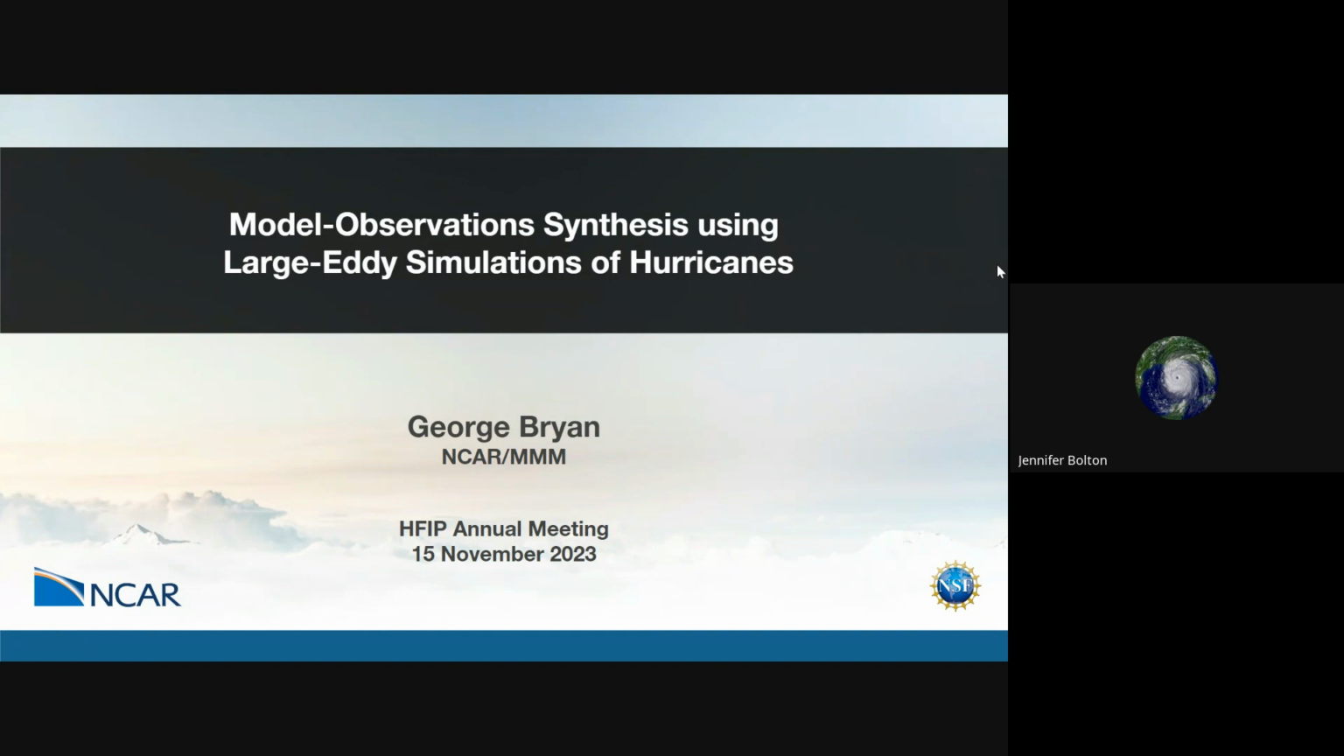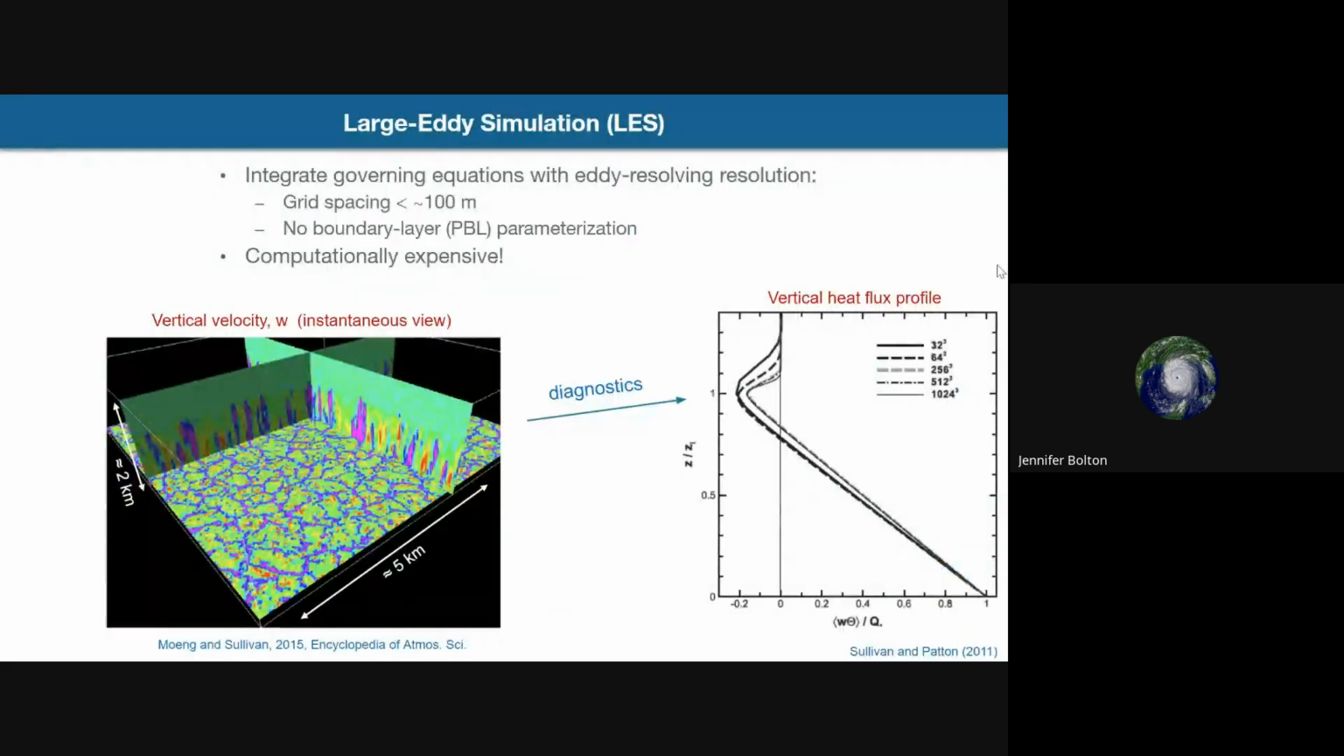Okay, so what I'm going to talk about is some model observation synthesis using some large eddy simulations of hurricanes. So next, please. In case you don't know what large eddy simulation is, it's basically you just integrate the governing equations with sufficient resolution that you can resolve the turbulence, what I call eddy resolving resolution. You need grid spacing, depends on the problem, but around 100 meters or less in terms of horizontal grid spacing. And the key here is you don't use any boundary layer parameterization. You don't need to parameterize the effects of the turbulence if you actually are resolving the turbulence.